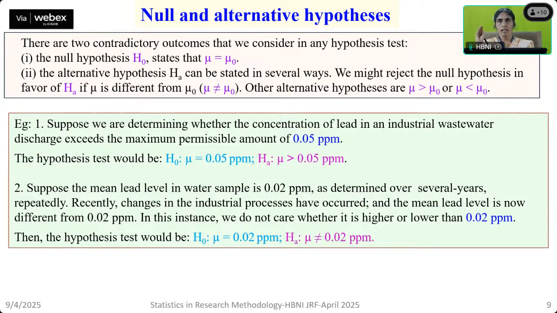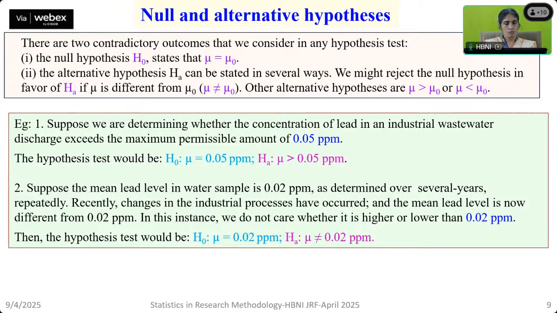Here you have to apply a one-tail test. There is an upper limit of specification. You have to see whether the value is exceeding the limit or not. So this is one case where only a one-tailed test is applicable.